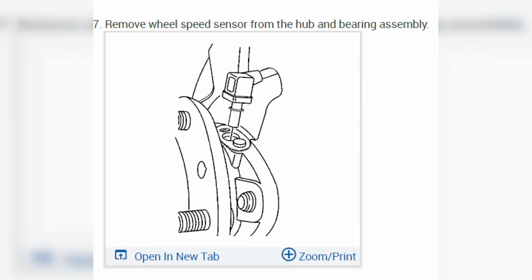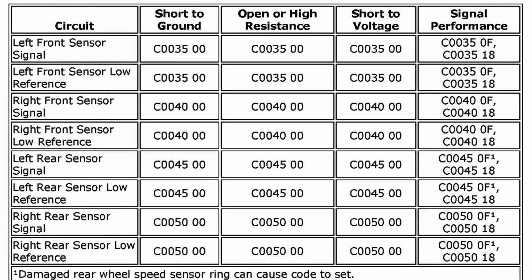Does C0040 only affect the ABS system? Although the C0040 code is specific to the ABS system, problems with wheel speed sensors can also affect other systems, such as stability control and traction control. Should I repair code C0040 immediately? Yes, it is advisable to solve the problem quickly to avoid further potential damage to the sensor or other ABS system components.